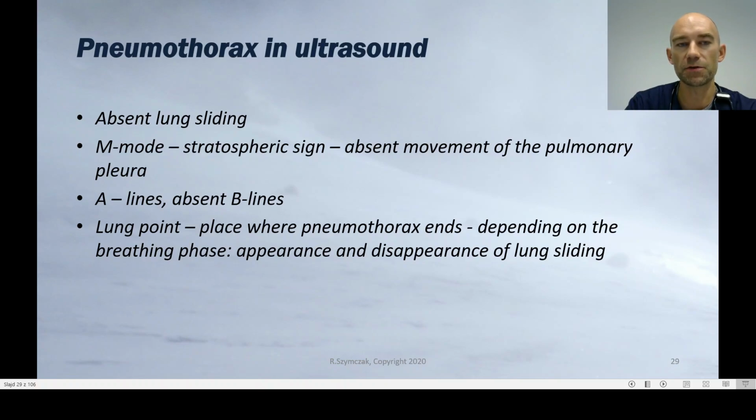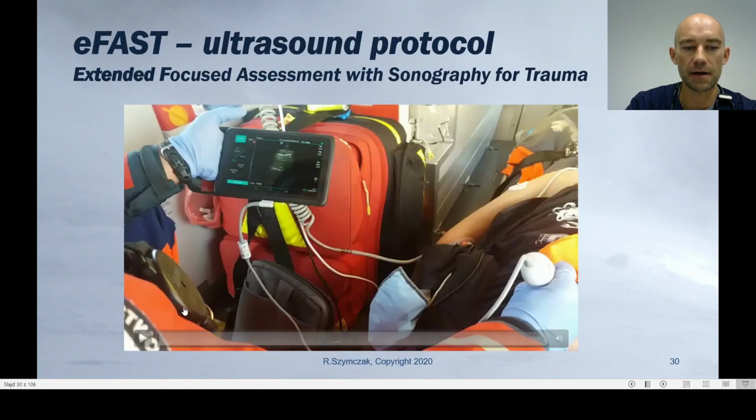So what are the signs of pneumothorax in ultrasound? The absent lung sliding, just to summarize. In M mode, the stratosphere sign or absent movement of the pulmonary pleura. You would see the A lines, no B lines in pneumothorax, and you should search for the lung point. So it's a place where pneumothorax ends, and it depends on the breathing phase where it is when it appears. So it appears and disappears during the inhalation.